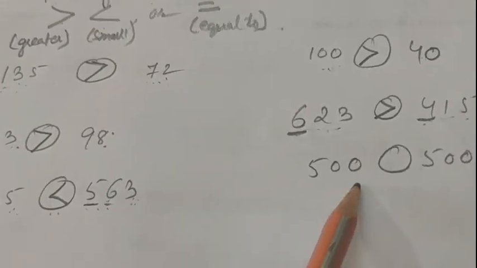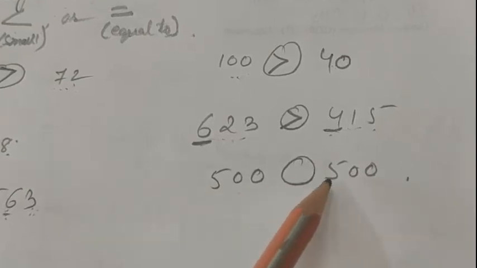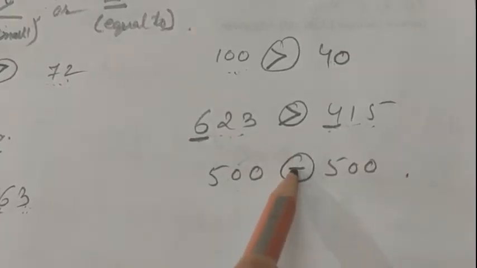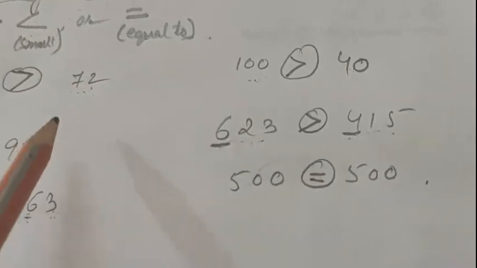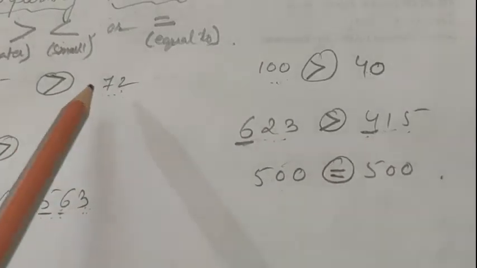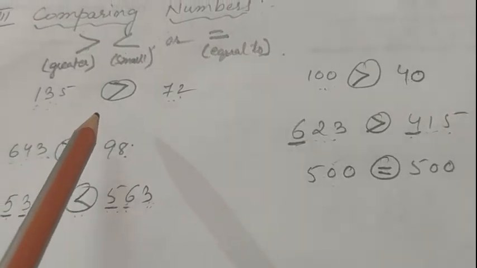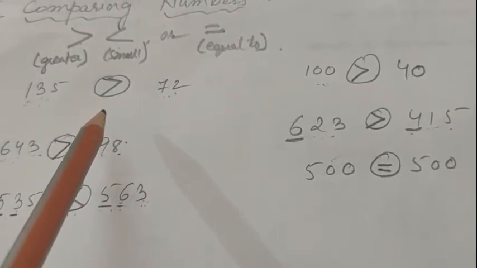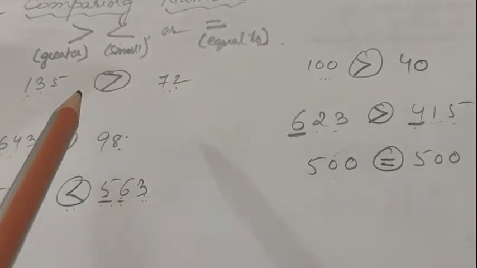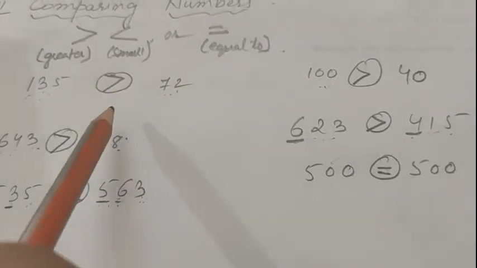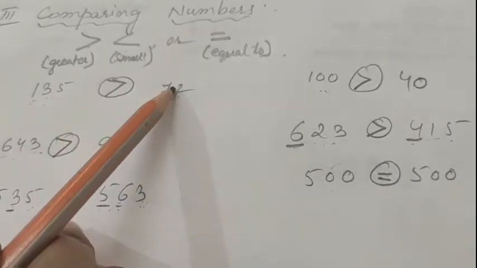Okay. Now next one you see, 500. This side also 500. So equal is there. So you have to write equal to. That is nothing but comparing the numbers. First you have to see the hundreds. Then we have to see the tens. Then we have to see the ones. Then it will be easy for you to compare the numbers. Let us do some exercises, textbook exercises.